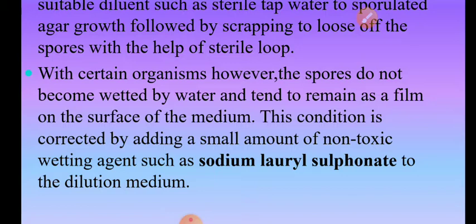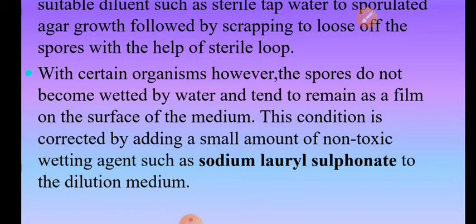But there are certain fungi or certain organisms whose spores do not get wetted by a sterile diluent like water. You add water to the medium and scrape, but the spores do not get wetted by the diluent. In that case, they float on the surface of the medium. This condition is corrected by adding a small amount of non-toxic sterile wetting agent like sodium lauryl sulfonate to the dilution medium. Is that clear?